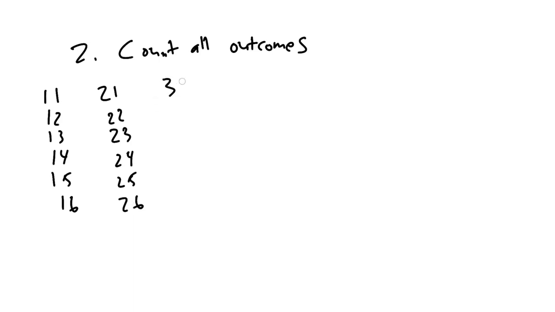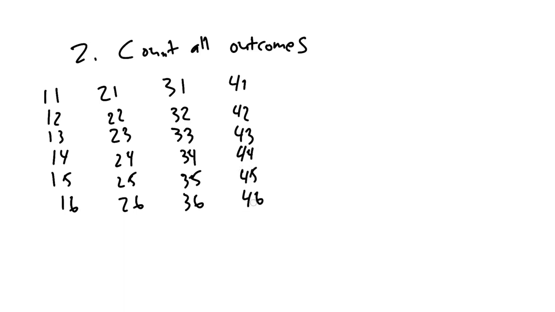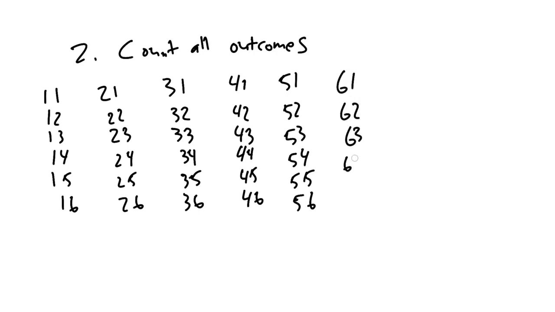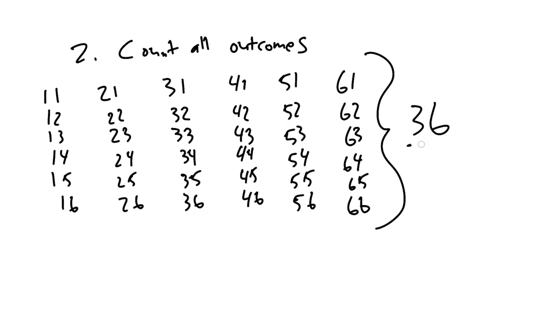Yes, I am going to write all these out. 3 and a 1, 3 and a 2, 3 and a 3, 3 and a 4, 3 and a 5, 3 and a 6, 4 and a 1, 4 and a 2, 4 and a 3, 4 and a 4, 4 and a 5, 4 and a 6, 5 and a 1, 5 and a 2, 5 and a 3, 5 and a 4, 5 and a 5, 5 and a 6, and then 6 and a 1, 6 and a 2, 6 and a 3, 6 and a 4, 6 and a 5, 6 and a 6, right? All those possibilities are our 36 total possible outcomes, right?